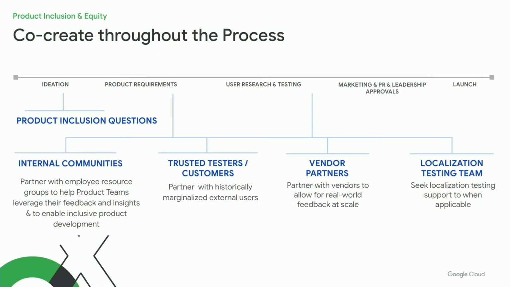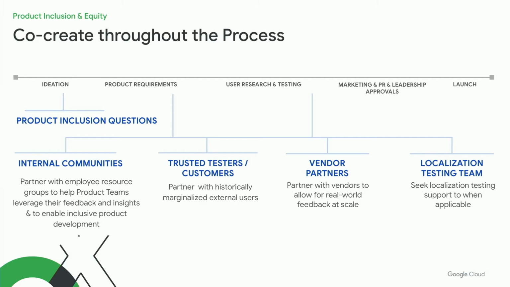We have a four-prong approach with inclusive testing and research, along with product inclusive questions, which helps apply inclusive principles to products, services, and features. You can create more inclusive products and grow the business by applying inclusive practices to all you say, do, and build. The four-prong approach is with internal members. We partner with employee resource groups to help product teams leverage their feedback and insights to enable inclusive product development to create better features and products for all our users.